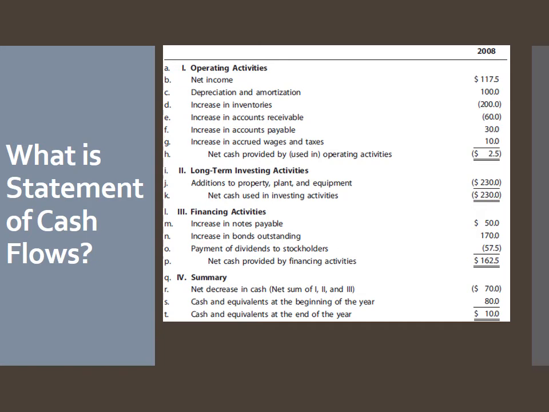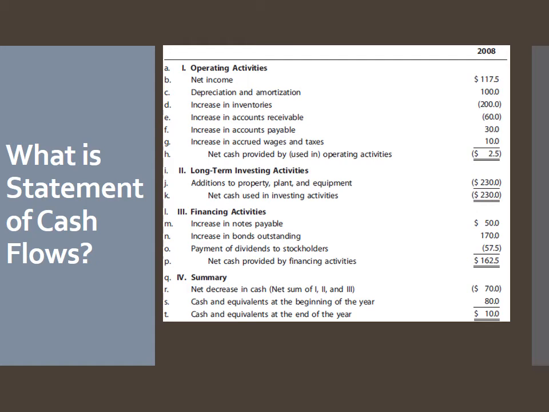In the long run, as you can see, it would need to show positive operating cash flows. The operating cash flow in this case is negative. So this is concerning, because ideally operating activities should be positive.